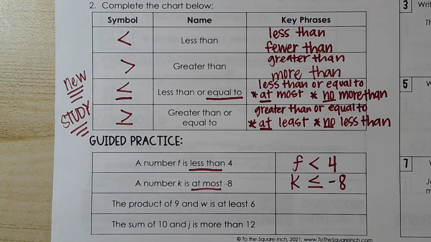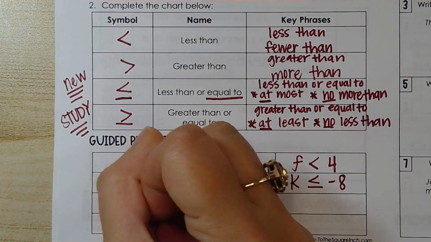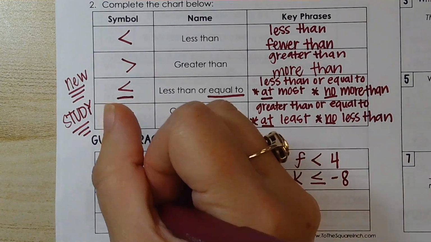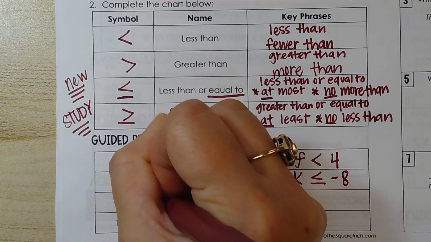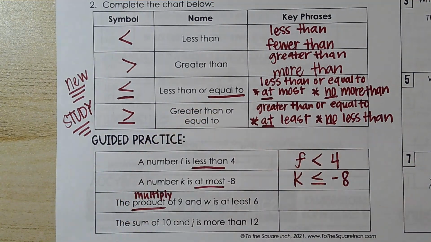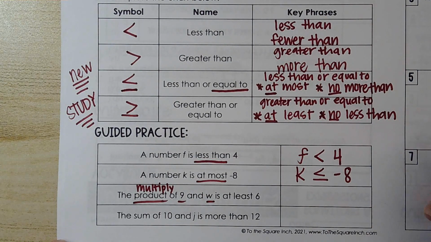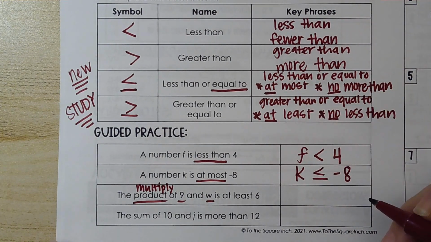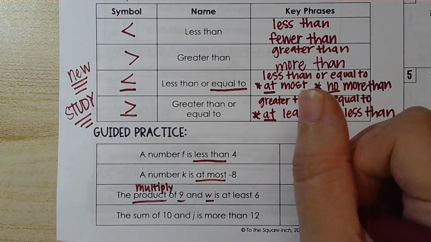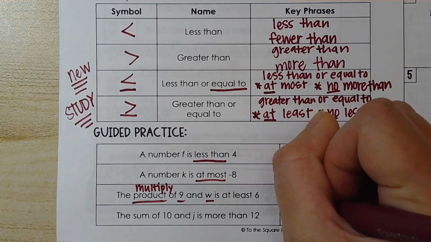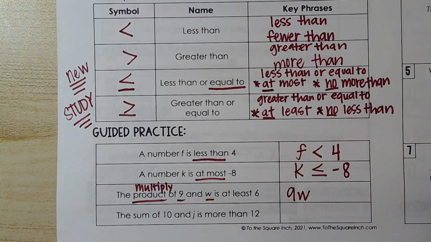And then the next one, we got a product. What does product mean? Multiply. Obviously, we're multiplying. I'm multiplying what? Nine and W. And how could I write it? You write 9, then you write the W. Yep, 9 and W.